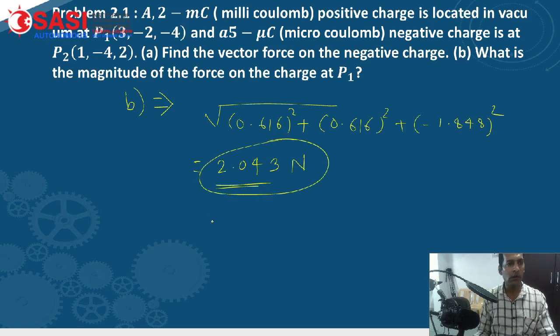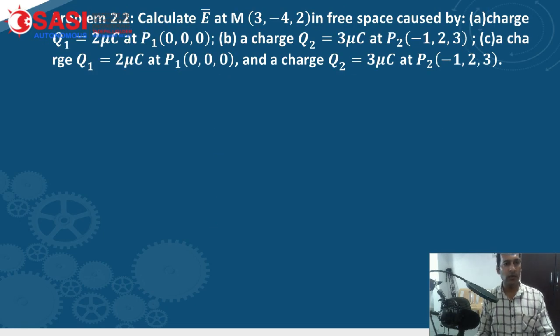Now this is the first example. Let us see another example, 2.2. Here we have to calculate E bar at some point M, and M is located at 3, -4, 2 in free space. We have to find the electric field caused by a charge Q1 located at the origin, where X, Y and Z are all zeros, and from another charge Q2. Q2 is 3 microcoulomb, located where X is -1, Y is 2 and Z is 3.